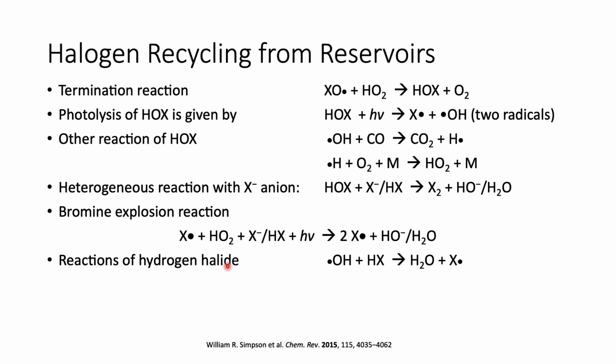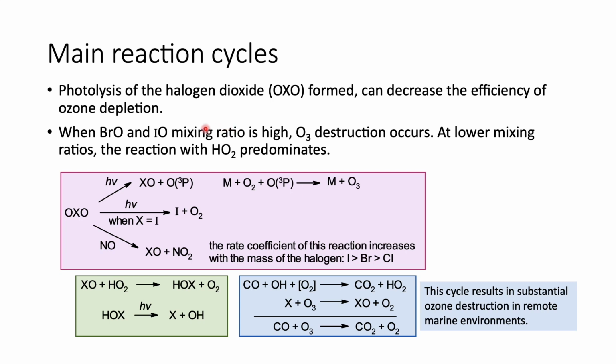Among other reactions of hydrogen halides, when the hydroxyl radical reacts with HX, that produces a halogen radical. So these are all the various reactions that are involved, and many reaction cycles are there. The photolysis of halogen dioxide, once formed, can decrease the efficiency of ozone depletion because the radicals are basically removed. That's the reason the efficiency of ozone depletion can be reduced.